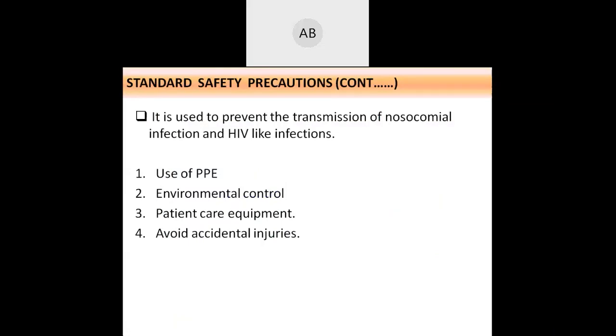Now we will see which are the particular things that come under the standard safety precautions. First of all, there is the use of PPE, which means using personal protective equipment. Second is environmental control. Next is patient care equipment. And the fourth one is avoiding accidental injuries. We will see all of this in detail, followed by the main infection control measures.